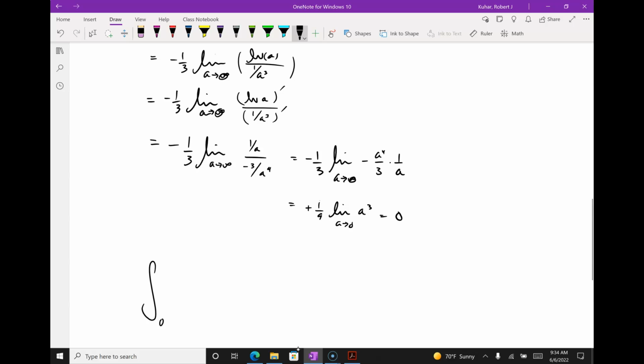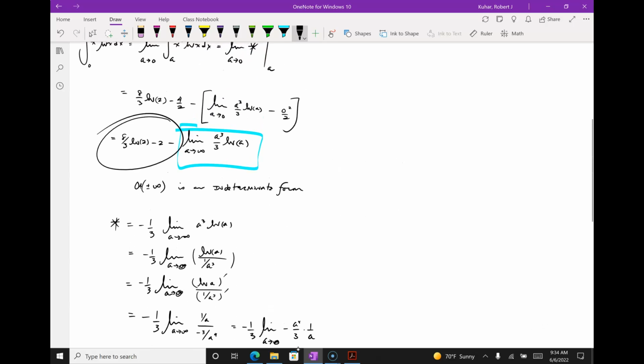So the integral from 0 to 2 of x squared ln of x dx equals 8/3 ln of 2 minus 2. Right, I got that from here.